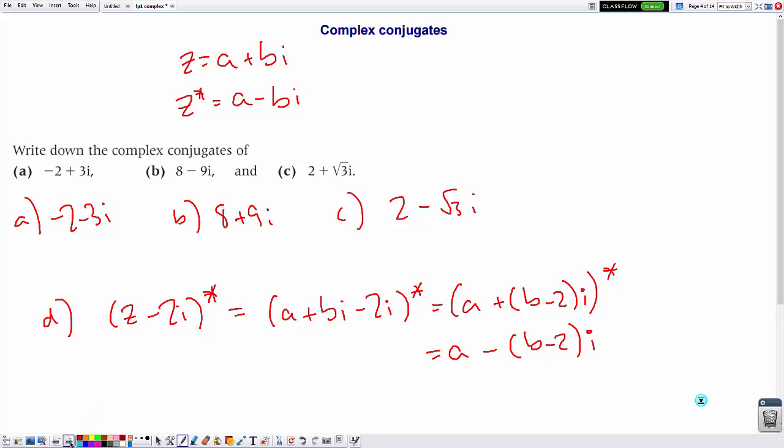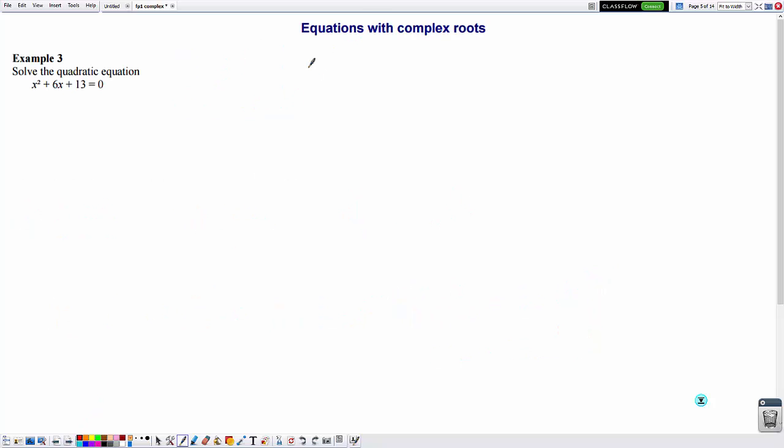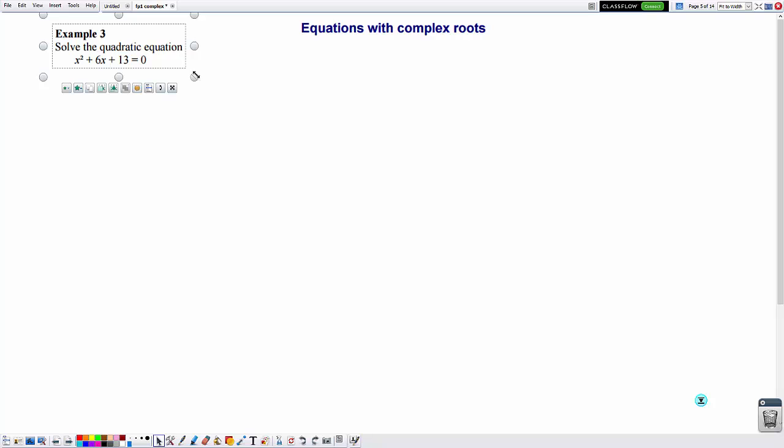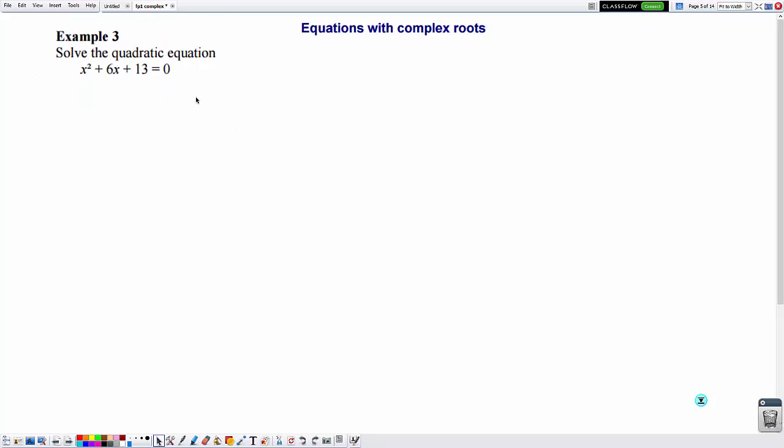Okay, done with conjugates. Equations with complex roots. Now let's look at this quadratic equation. You've got various methods. You've got factorizing. I don't think this one factorizes. If it doesn't factorize, you've got completing the square or the quadratic formula. In this case, you can use either method.